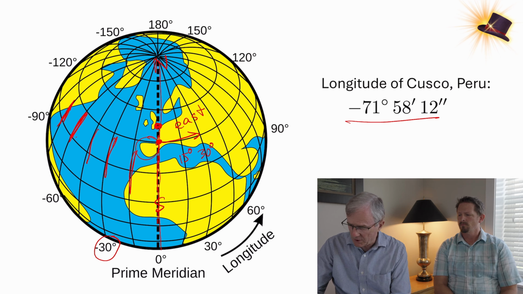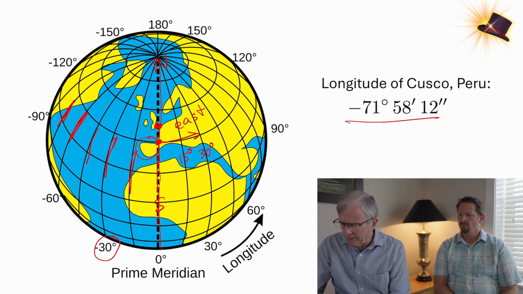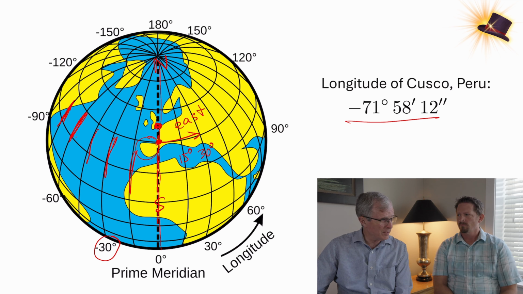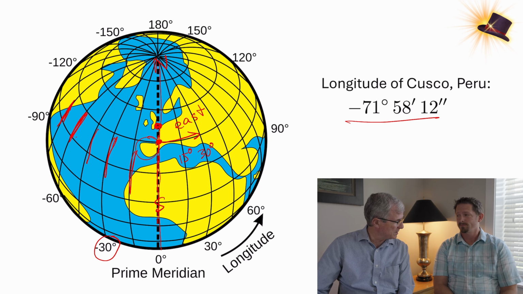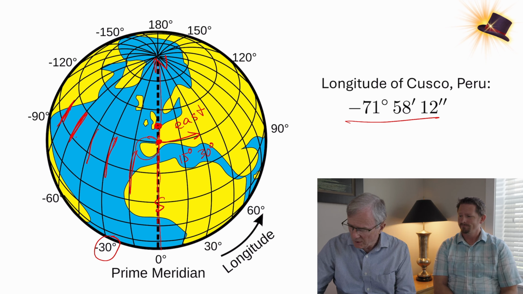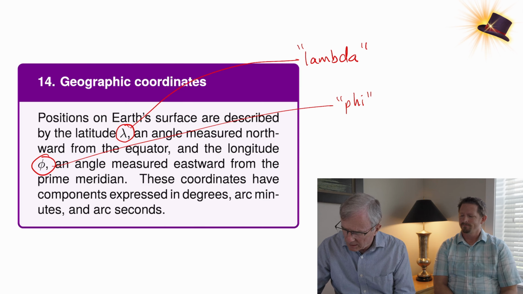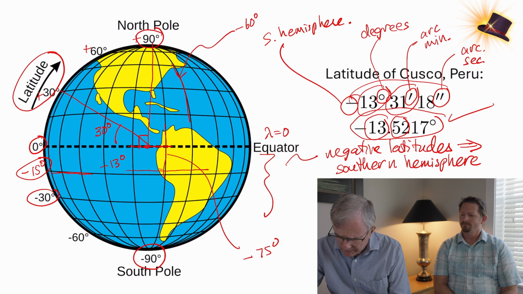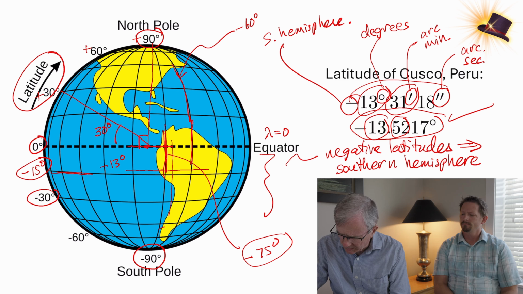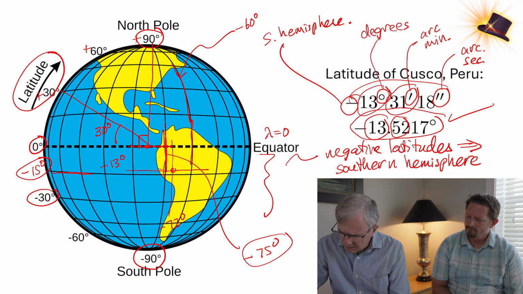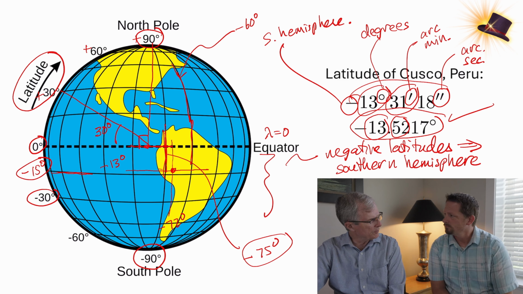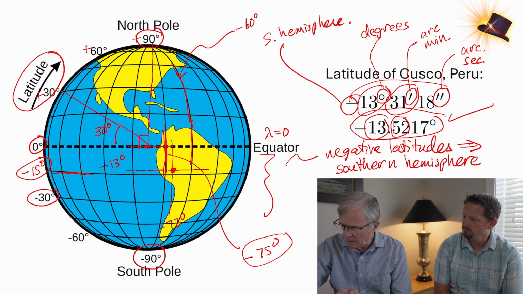And the longitude of Cusco is negative 71 and 58 arc minutes. So that's almost 72, right? Because if it had been 60 arc minutes, it would have been 72. So we're looking for something that is about 72. This is 75 right here. This is 60. So somewhere right along here will be Cusco, Peru. Negative 72 degrees. So that would be roughly the location of Cusco, Peru. And you can do that for any location.